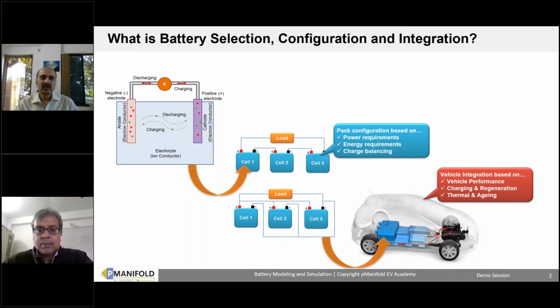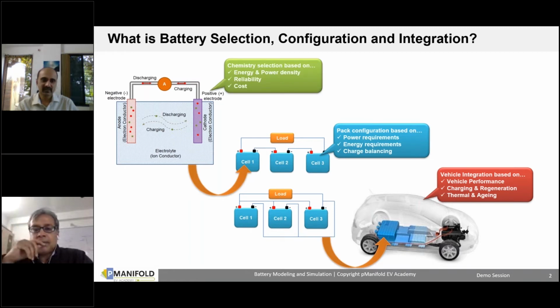We have to select the chemistry or the sub chemistry, as we call it, because even lithium ion batteries come in different flavors: lithium polymer, NMC, and many other lithium ion batteries as well. Which chemistry is best suited will be determined by your requirements for energy and power density, for reliability and robustness, and for cost, obviously. So how do we understand these requirements so that we can cascade them down this channel to understand what sort of chemistry and what sort of pack configuration we need?